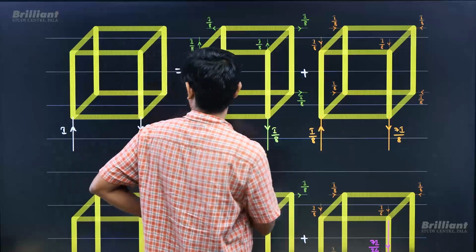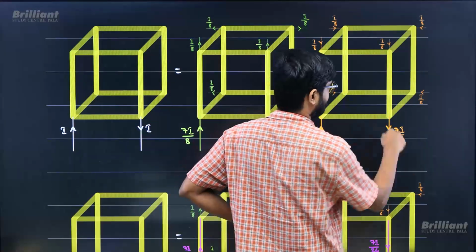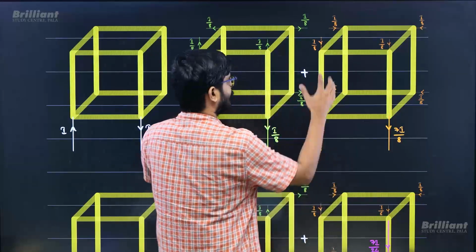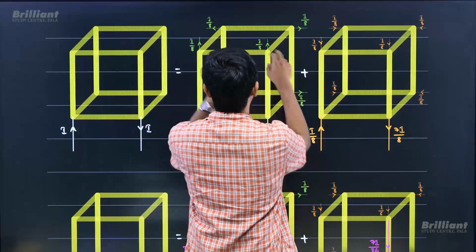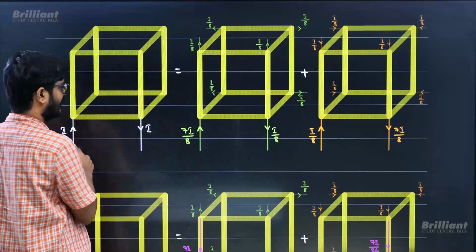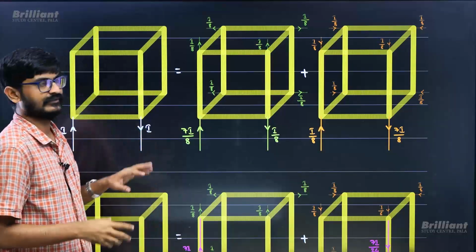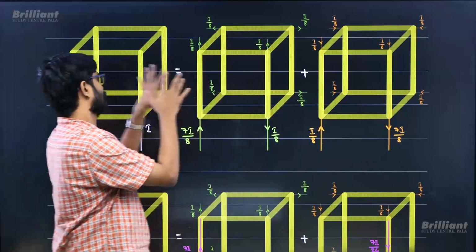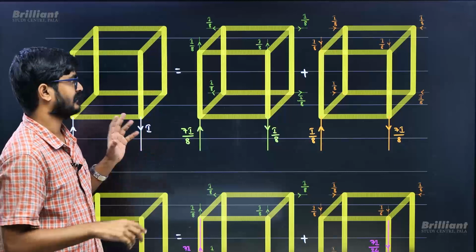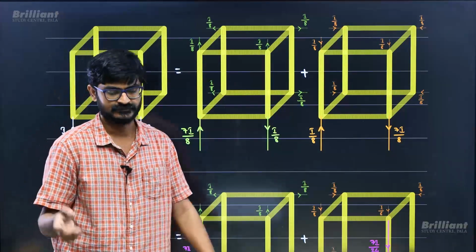Similarly here, I will be taking 7I by 8 and giving I by 8 from the other corners, such that incoming current equals outgoing current. When I superimpose these two, all these I by 8s get cancelled. I by 8 plus 7I by 8 turns out to be I, at both points. Understand that this superposition works only because V equals IR is a linear relation.